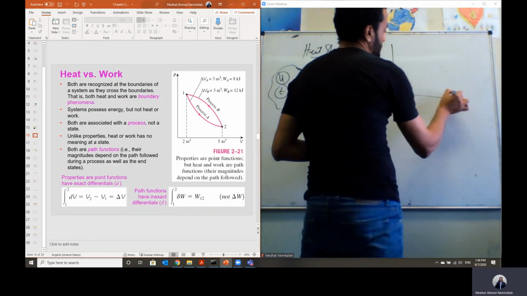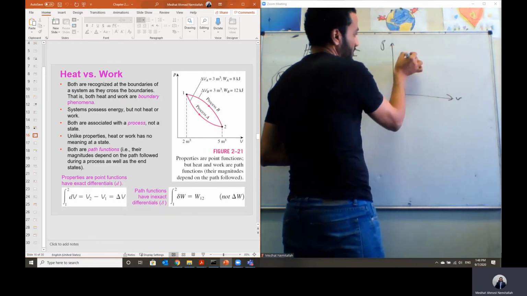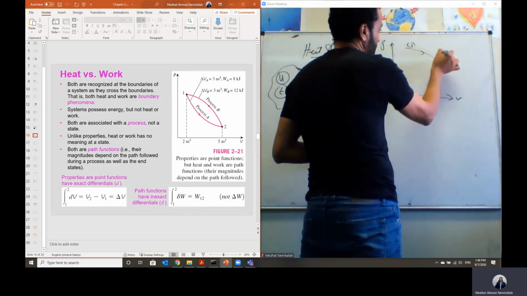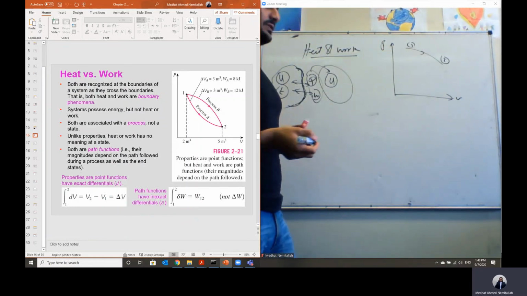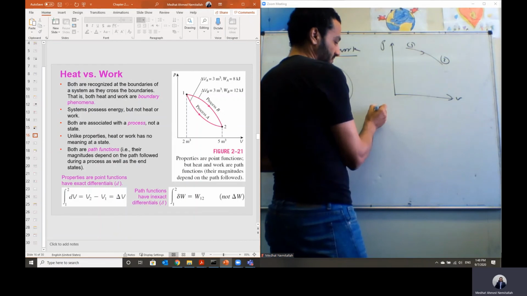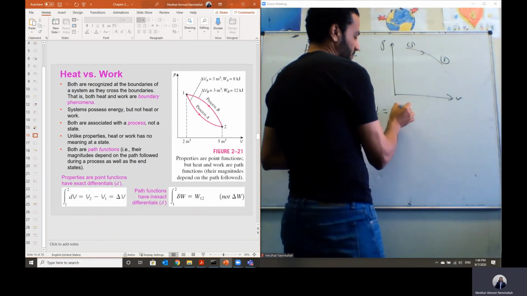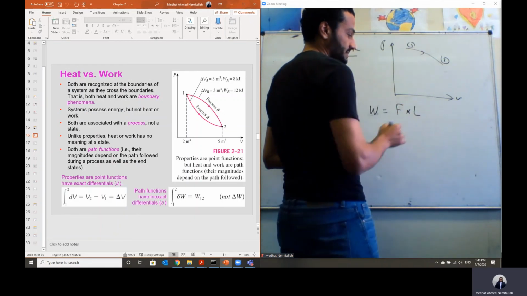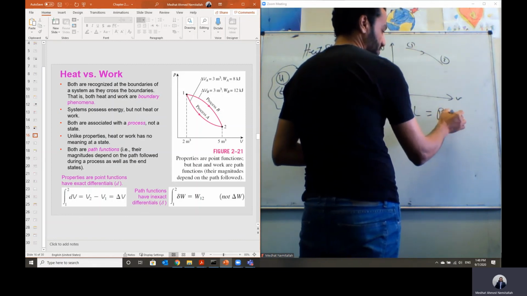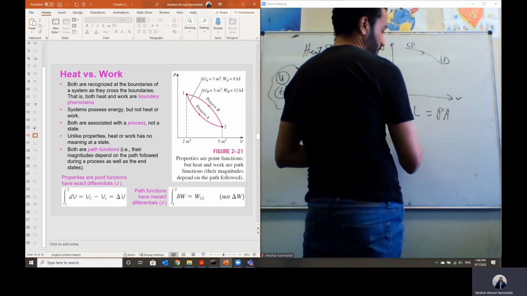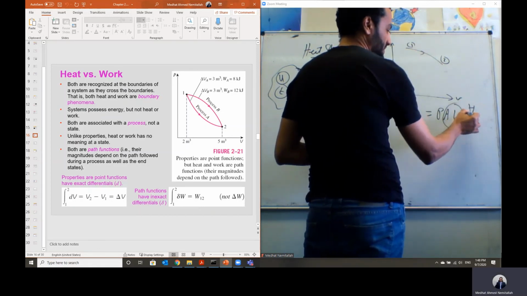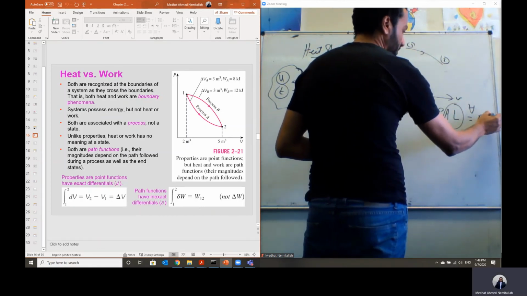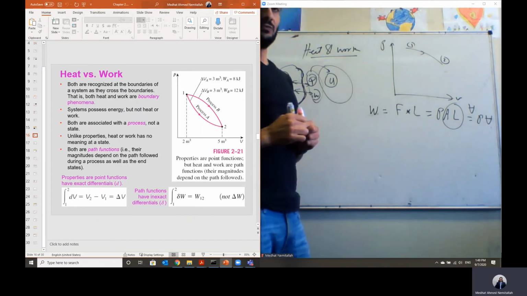But let's say we have a system undergoing a change from an initial state 1 to a final state 2. In this case, if I want to calculate the work for a closed system, work is equal to force multiplied by distance. The force is pressure multiplied by area, and area multiplied by length is the volume, so the work will equal pressure times volume.